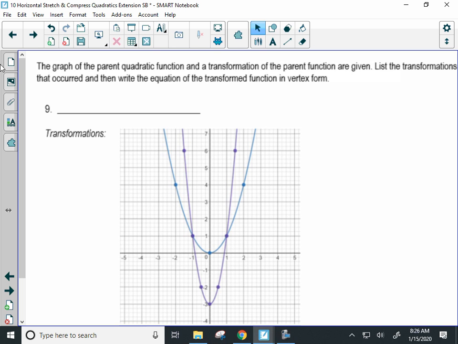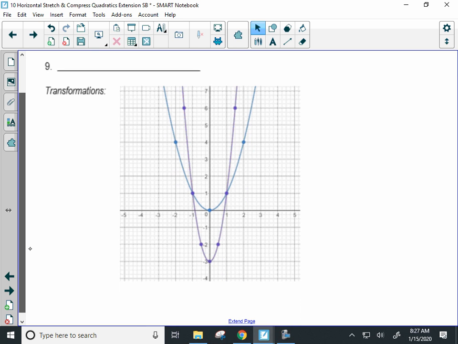Number 9 and 10, last video on the practice. You are given a parent function and a transformed graph. You need to identify the transformations and then write the equation. So when I look at this graph, let's see.